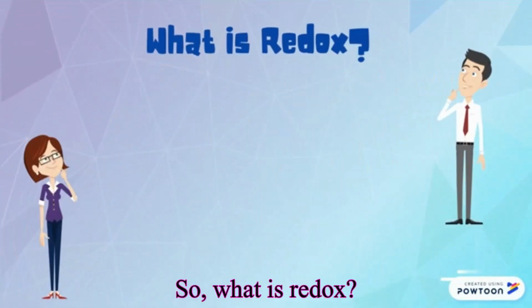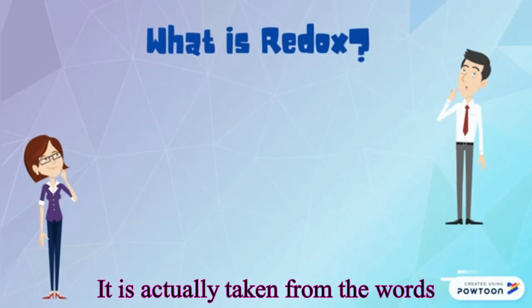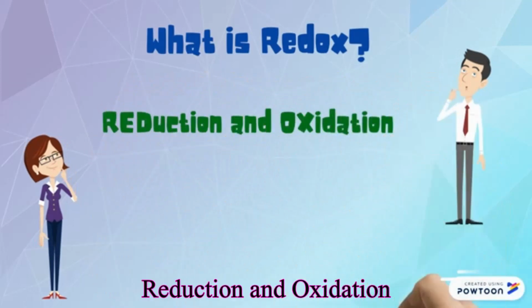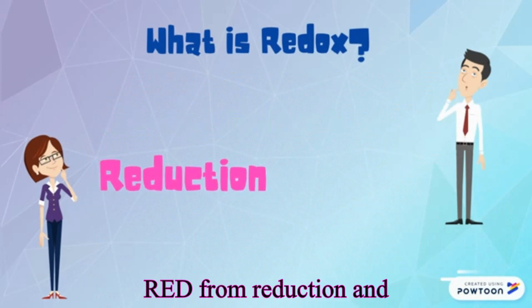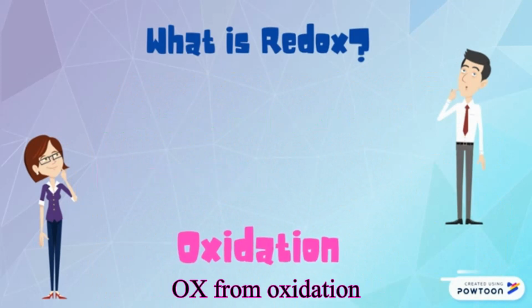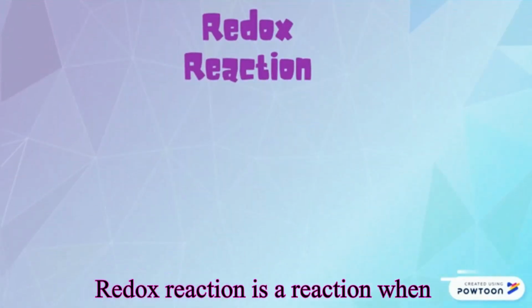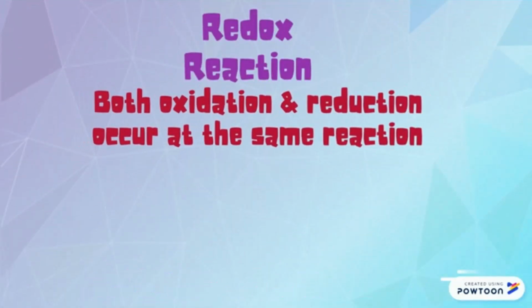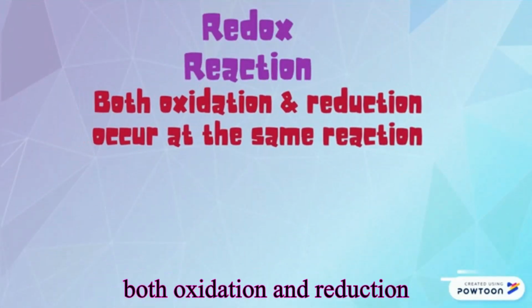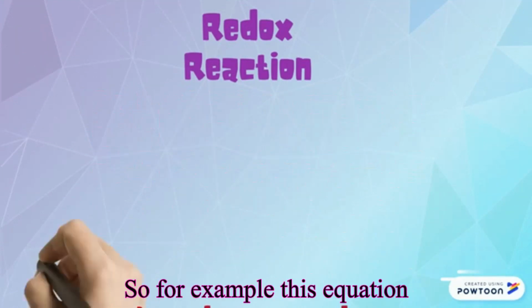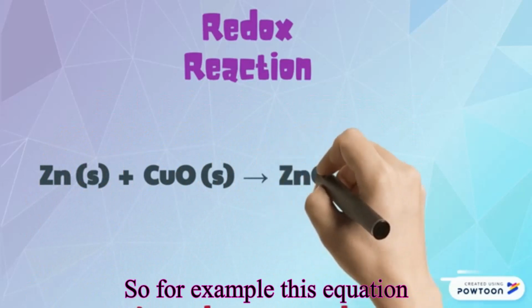So what is redox? It is actually taken from the words reduction and oxidation. Red from reduction and ox from oxidation. Redox reaction is a reaction when both oxidation and reduction occur at the same reaction. So for example, this equation.